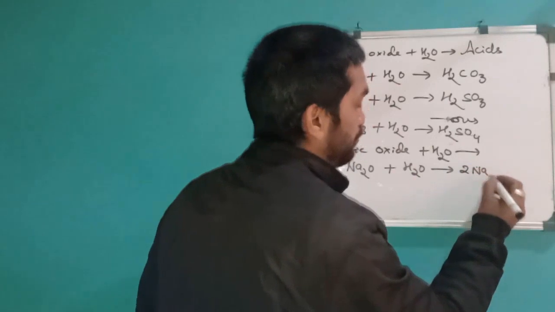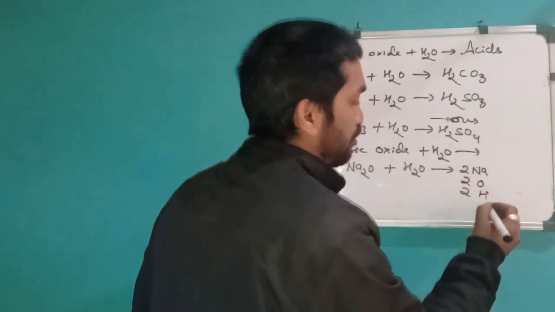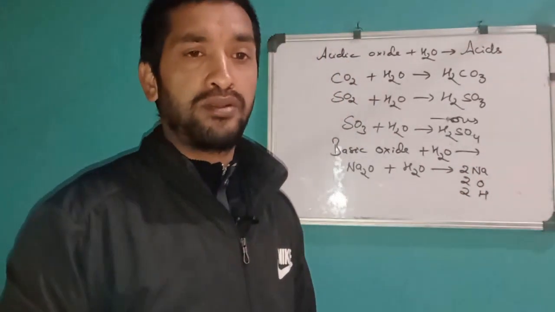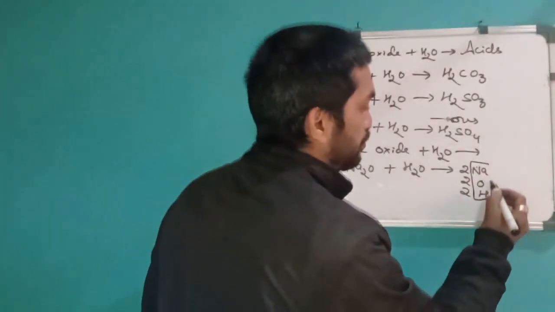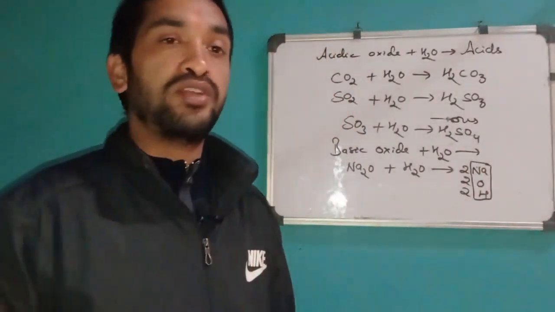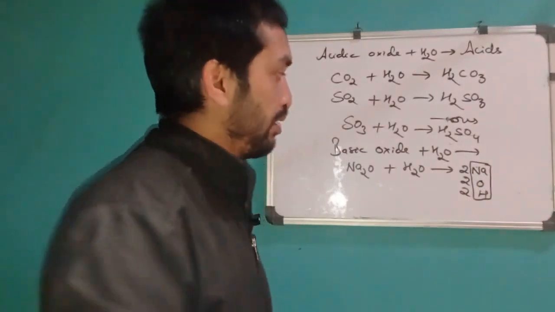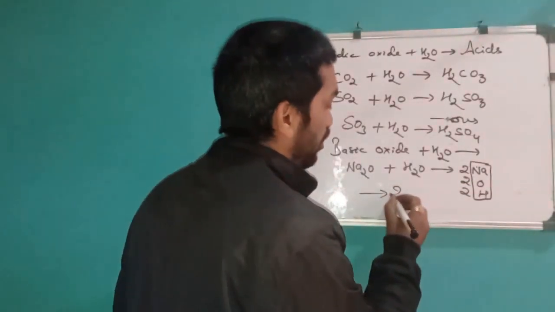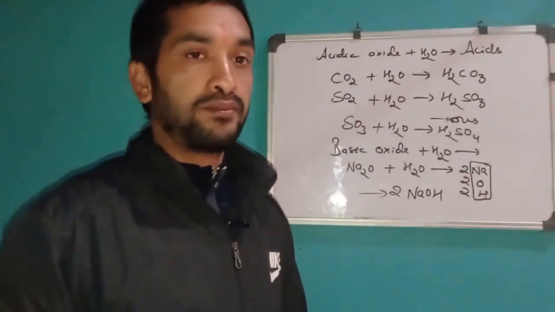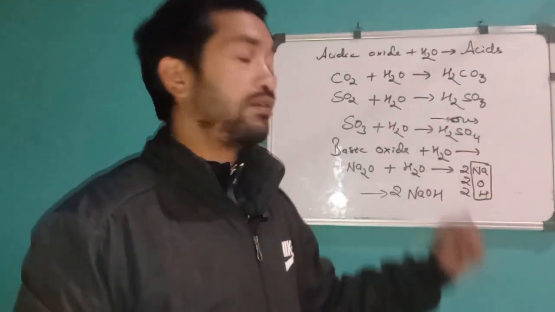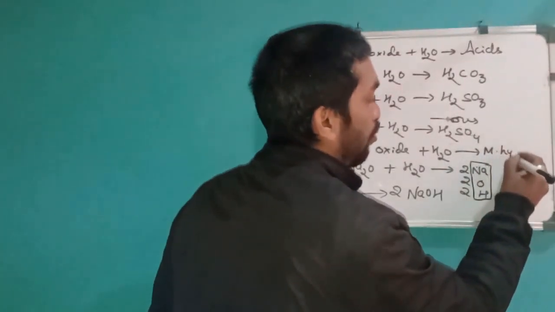See, 2 Na, 2 oxygen, 2 hydrogen. In this way you can remember it. So see this part: NaOH, very simple. NaOH, and two are there. It means the overall product is twice NaOH. So what do we have to write on the right-hand side? We are getting metal hydroxide.